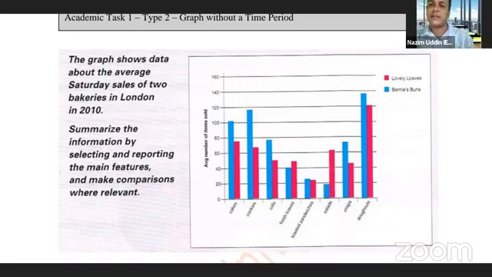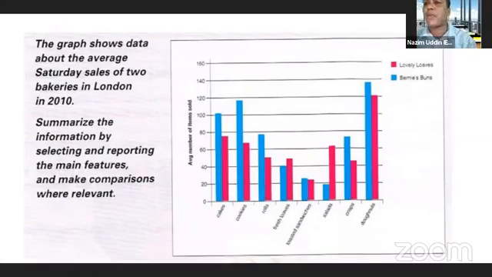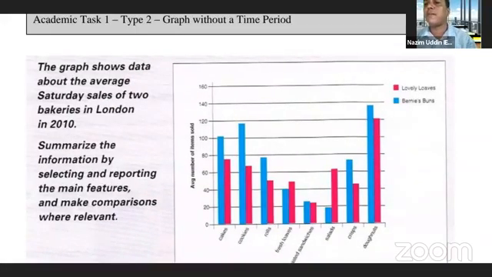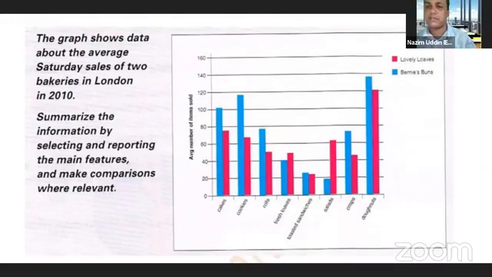In the figure, there are two bakeries indicated: the red one, Lovely Loaves, and the green one, Ben Bus, two bakeries in London. And the figure gives some information here, the number of items sold.